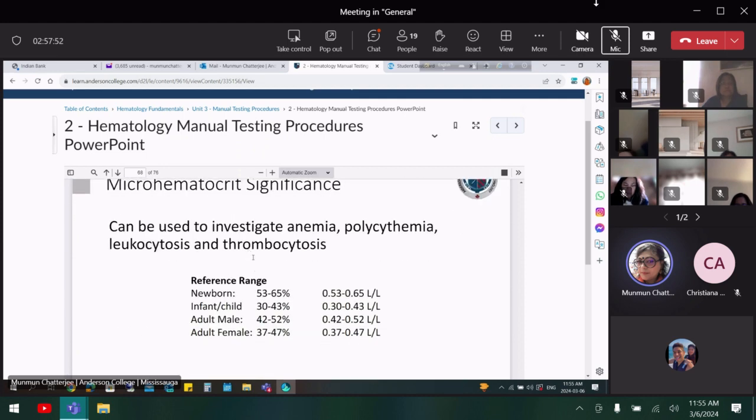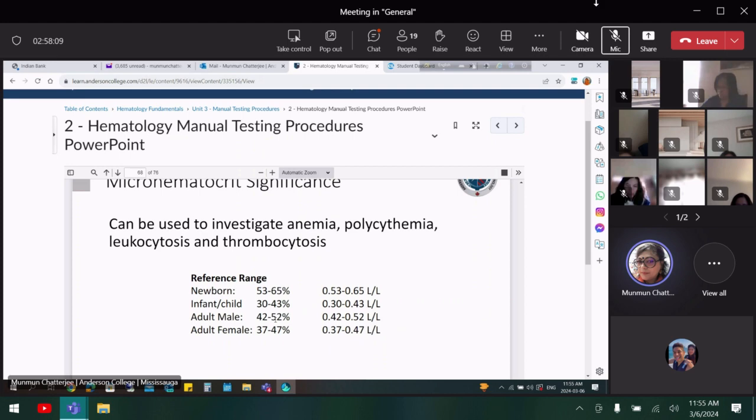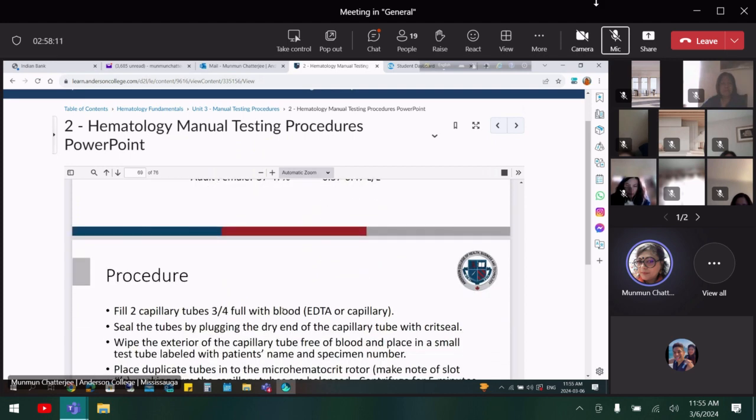Hematocrit in newborn is really high. Infant and child are getting adjusted to the normal. Always male is higher, and in female it is lower. It's just opposite to the ESR.